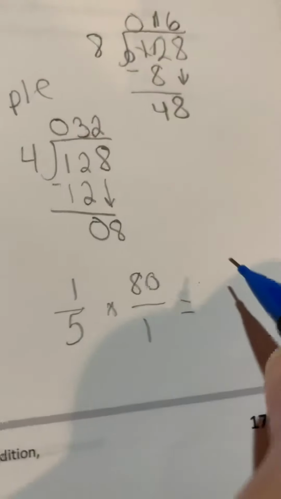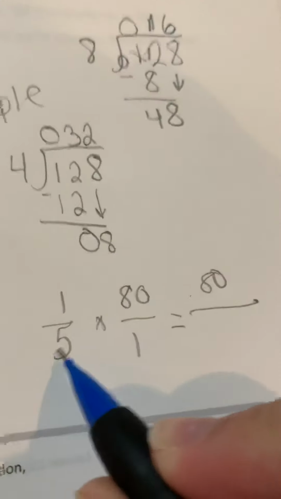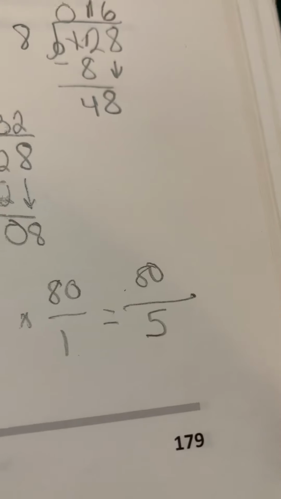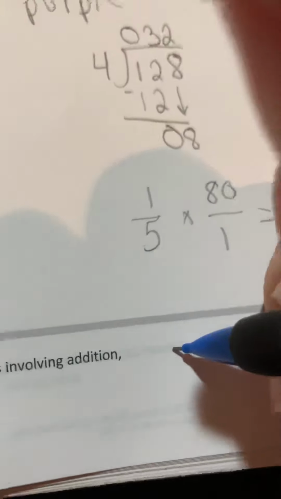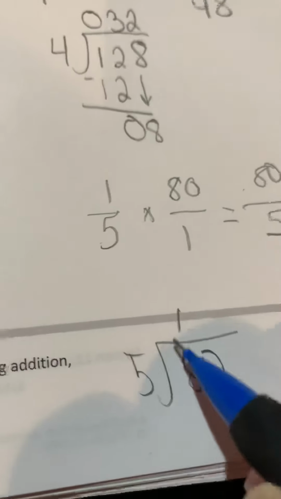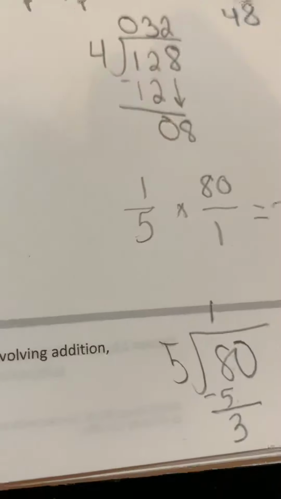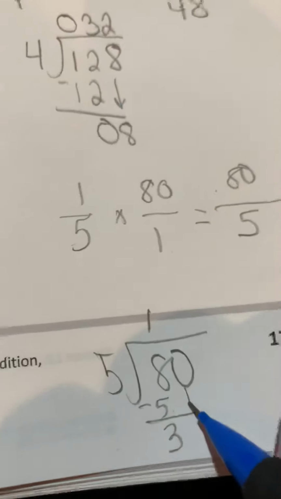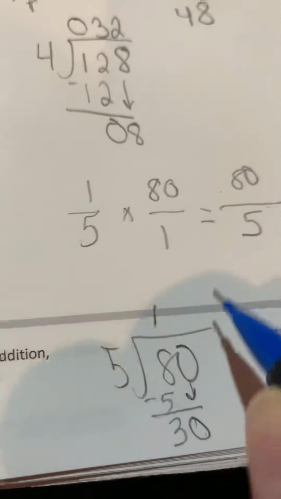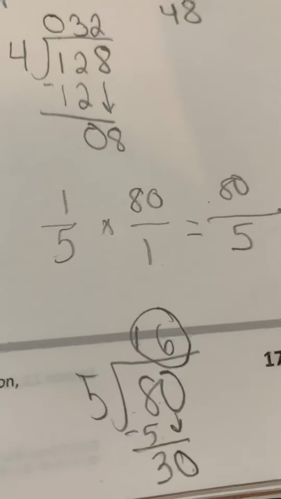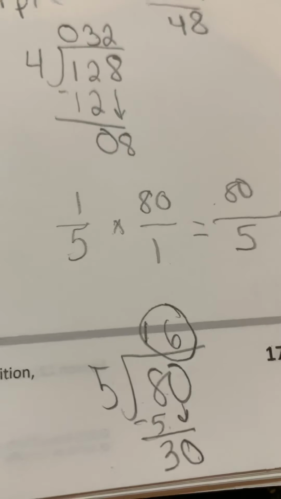1 times 80 equals 80. 5 times 1 equals 5. Now we have 80 divided by 5. We're going to solve for that. 8 divided by 5, 1. 1 times 5 equals 5. 8 minus 5 equals 3. Bring down the 0. 30 divided by 5 equals 6. So our answer is 16. There are 16 pink flowers.